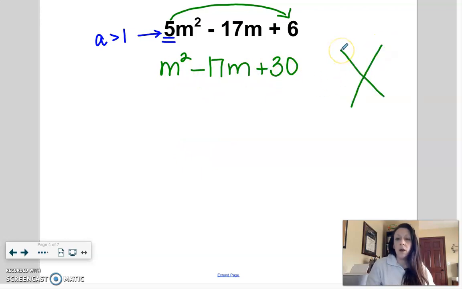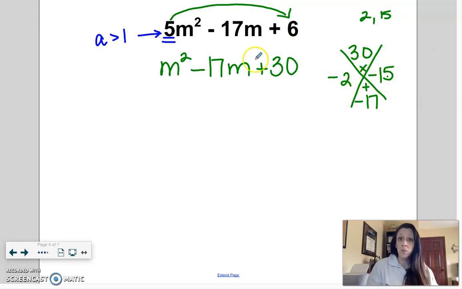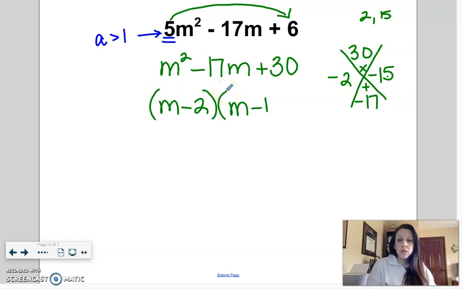So we're going to go over here and we're going to say what times what equals 30 that adds up to negative 17. What times what equals 30? 2 and 15. That might work. 2 and 15 multiply to 30. But 2 plus 15 is positive 17. Do you remember how to make this work? If I want to multiply and get a positive, but add and get a negative, you would make them both negative. That came up in our warm-up that you should have done before this video. Okay, so we have minus 2 and minus 15.